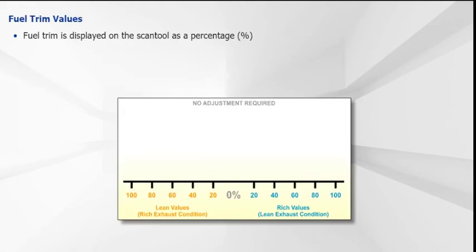Fuel trim is displayed on the scan tool as a percentage. These values are based on the input signals from the upstream oxygen sensor or sensors in closed loop. 0% indicates that the mixture is balanced and no adjustment is required to the pre-programmed injector pulse width. A negative percentage is an indication that the PCM is reducing injector pulse width to compensate for a rich exhaust, while a positive percentage means that fuel is being added to compensate for a lean exhaust.